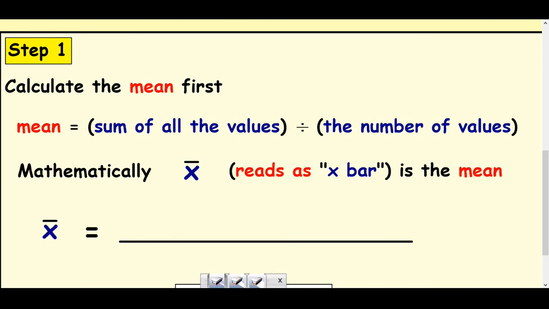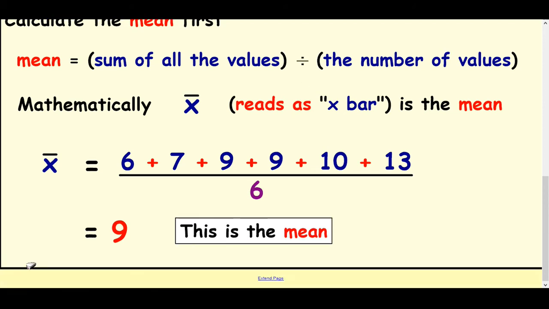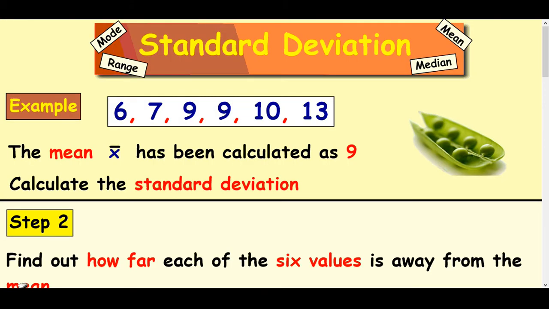So I'm going to do that here. If you add them all up and divide by 6, you're going to get 9. Make sure if you're using the calculator, you hit equals first, then divide by 6, and you get 9. Right, that's the first bit. So you probably knew how to do that. Let's look at the second bit, the standard deviation.